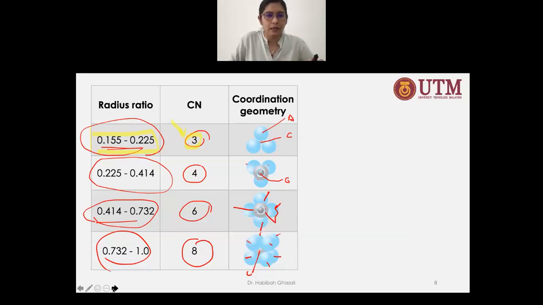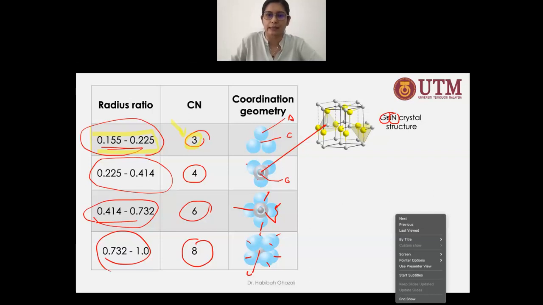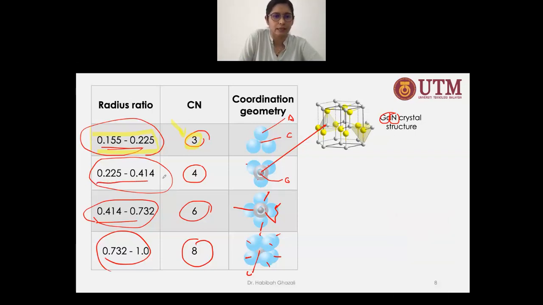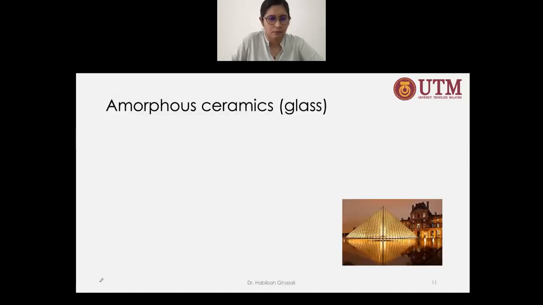For example, for gallium nitride, when you do the calculation of the radius ratio between nitrogen and gallium, you will get a value in this range, and the atomic packing will look like this. Everywhere in the crystal structure of gallium nitride, you will see a repeating unit of this one, so one cation is going to have four neighboring atoms surrounding it.